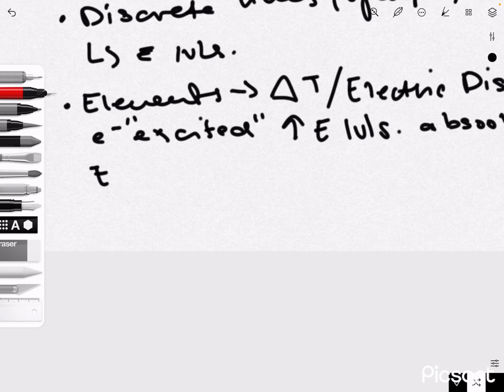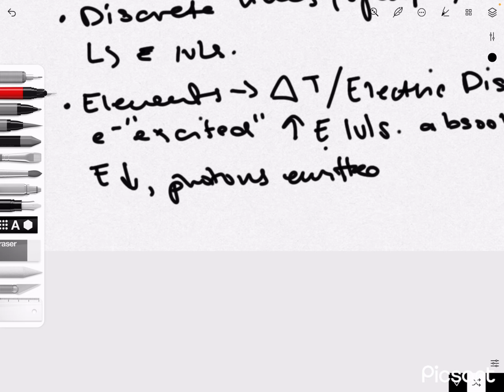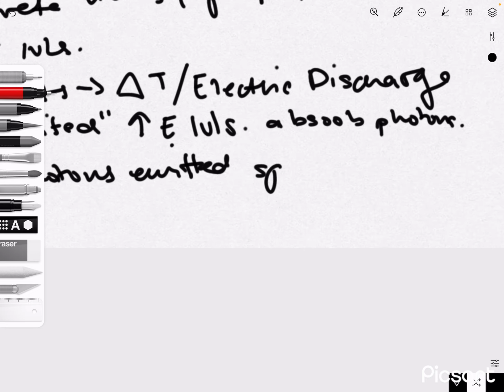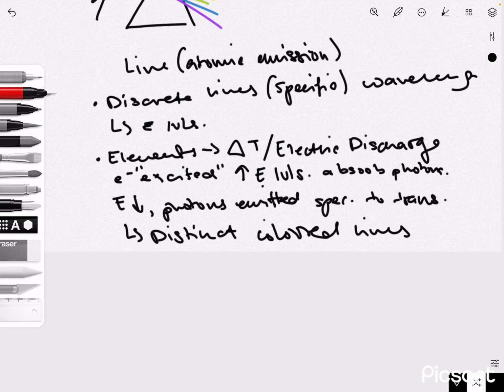As the energy then lowers, photons are emitted with energies specific to the energy level transitions. So this is what creates our distinct colored lines when this light is passed through a spectrometer, which is the machine used to carry out this experiment.